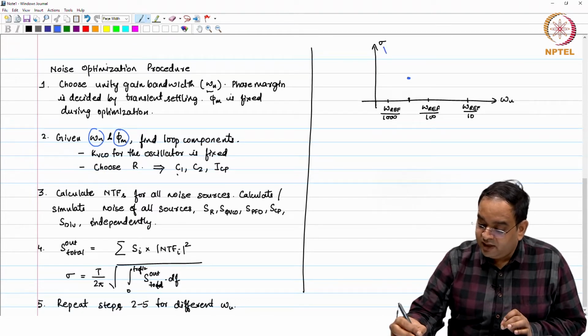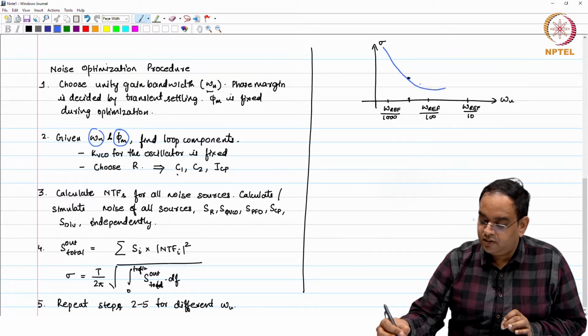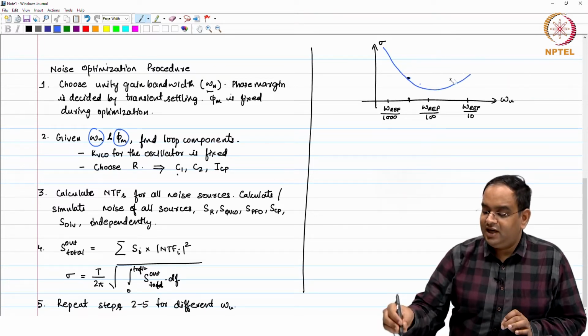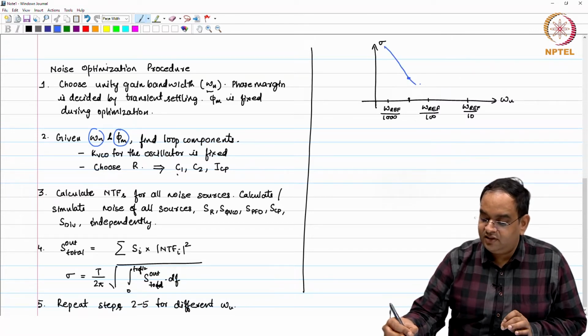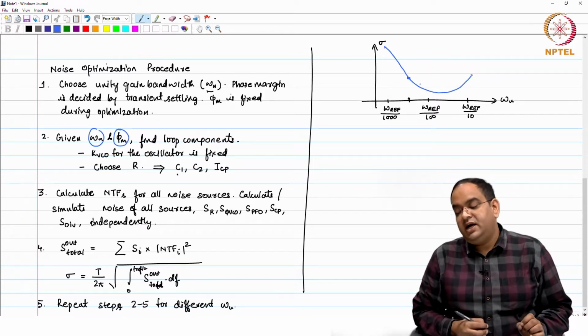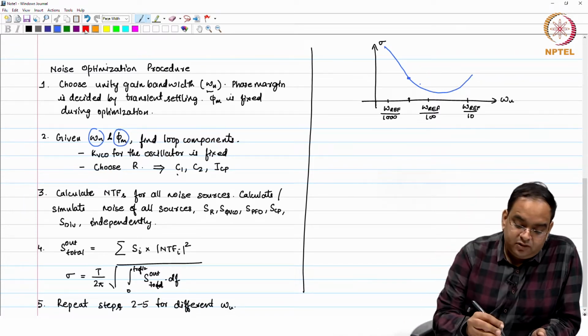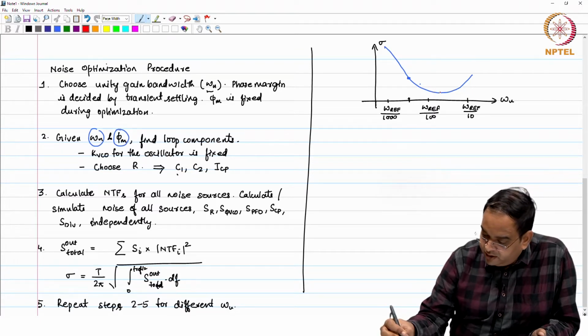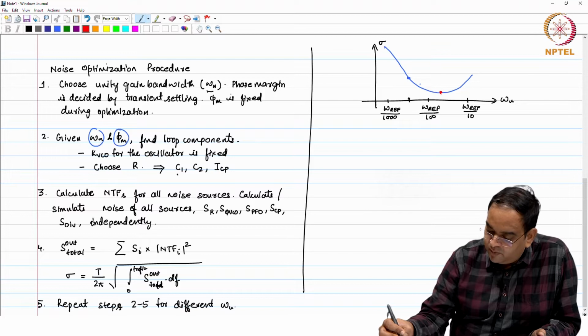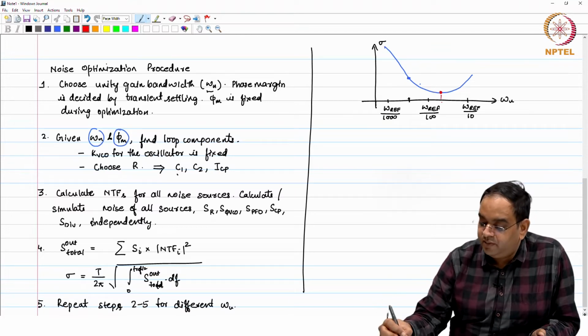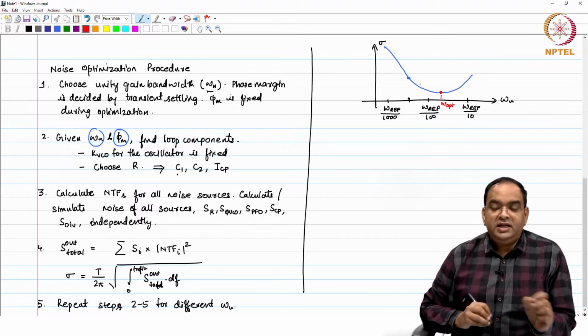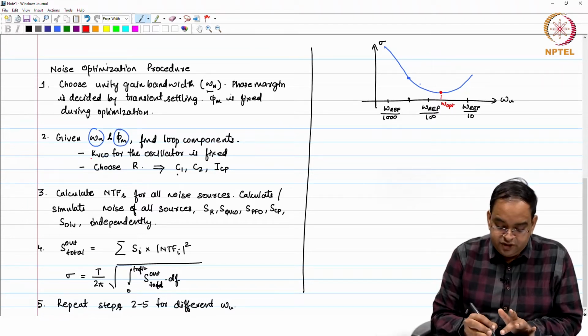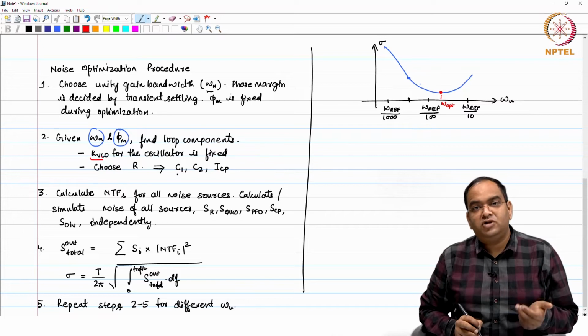What you are going to find is that this particular plot may look like this. It can be anything. It may have some peak point, or it may not have that optimum point. The way I have shown you the plot, you see that there exists a point where the noise is optimum.